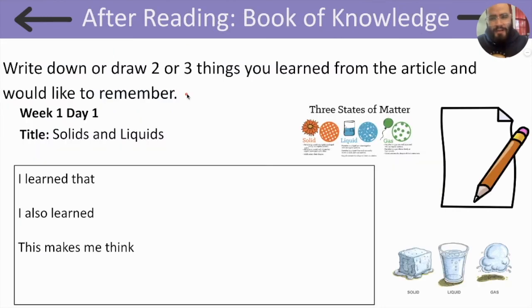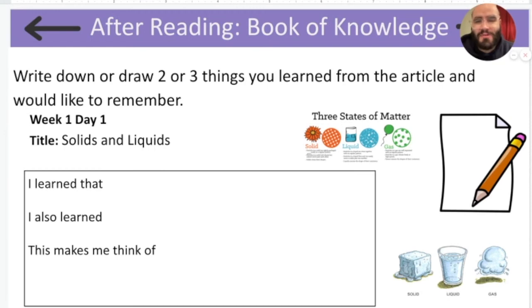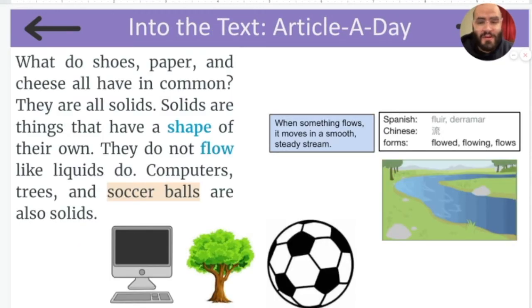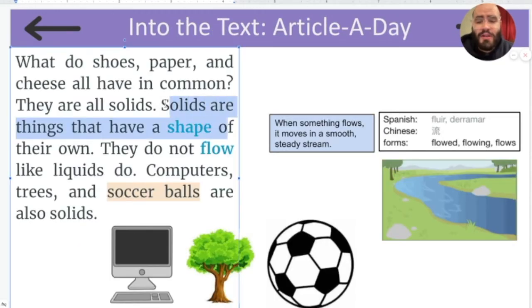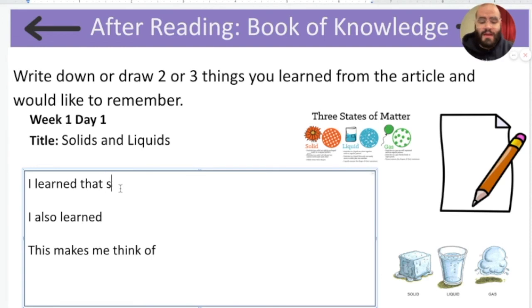Take out your book of knowledge and write down or draw 2 or 3 things you learned from the article and would like to remember. Take a moment to do so now. As usual, I'm going to go back to my article to find my evidence. The first thing I learned is that solids have their own shape. I'm going to write that down. I learned that solids have their own shape.